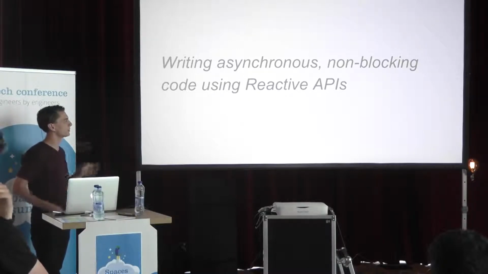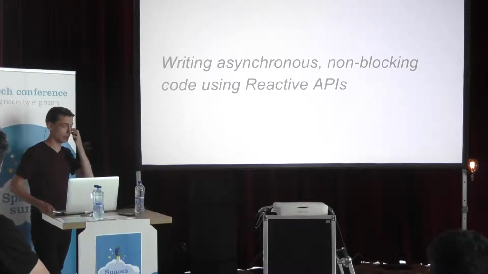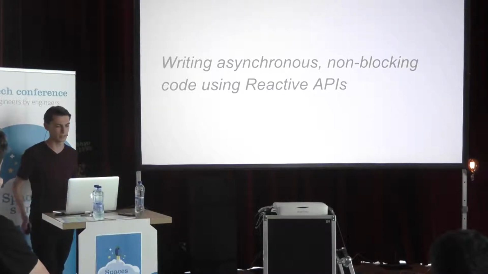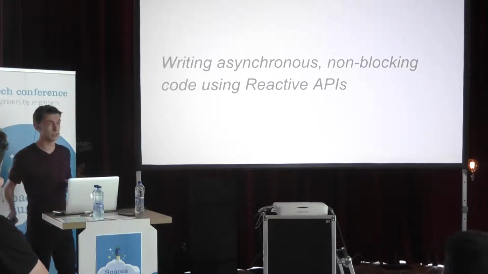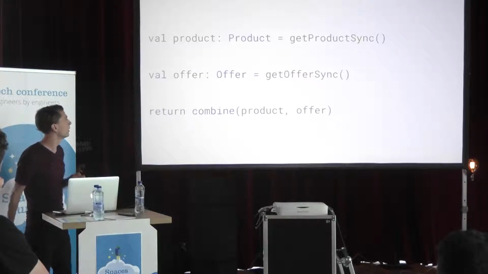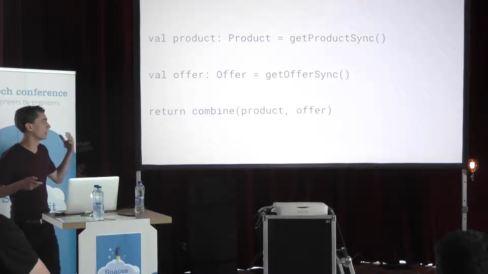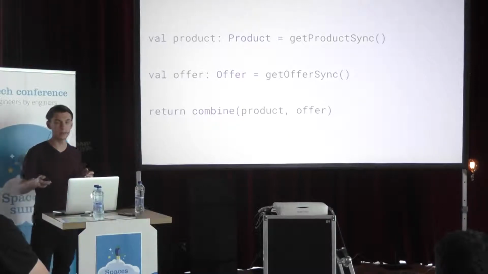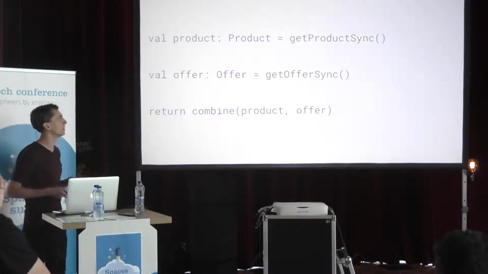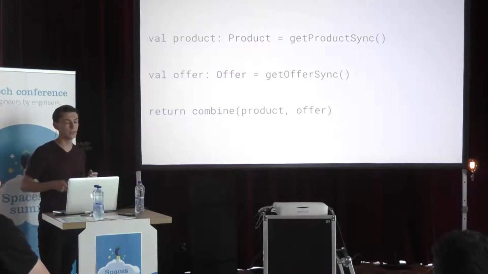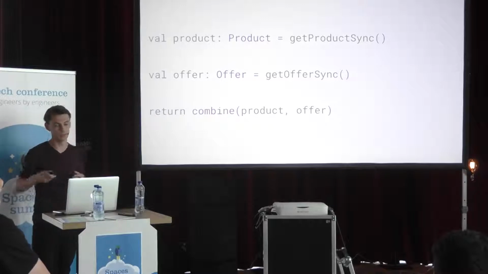And I want to go through what this means by first getting into what asynchronous non-blocking code actually is. So let's look at some code. First, some synchronous old-school blocking code. So think of a scenario where we want to get a product, and we get an offer, and we want to combine the two. And these are I/O operations. So to get a product, we do an HTTP call to another service.